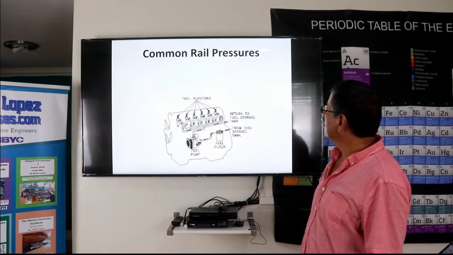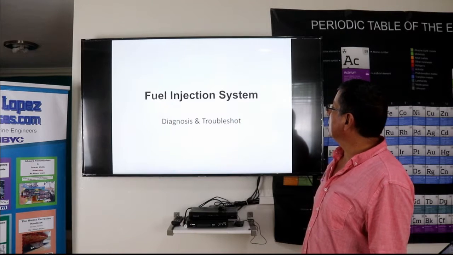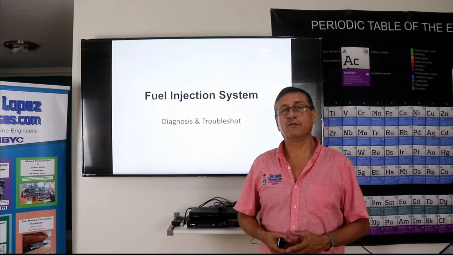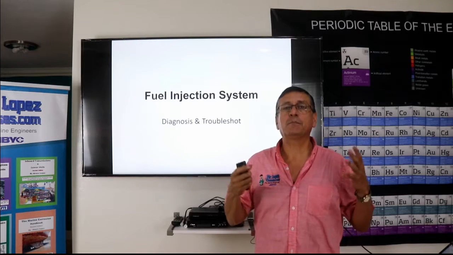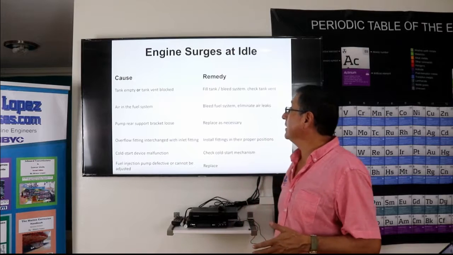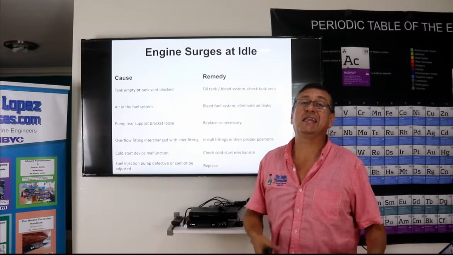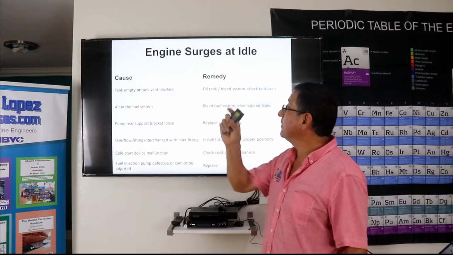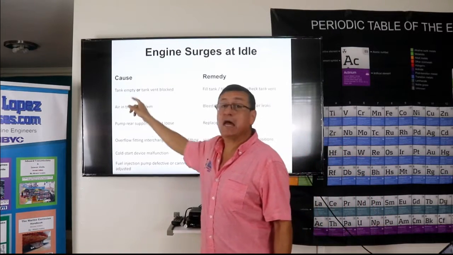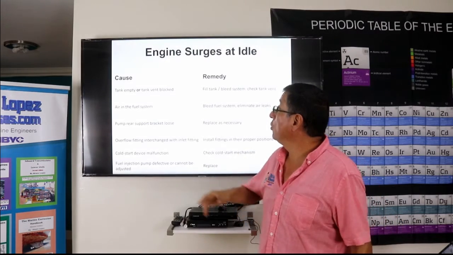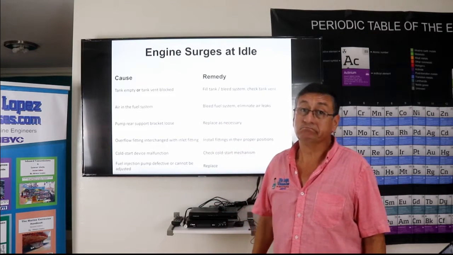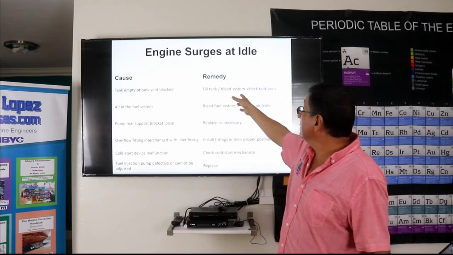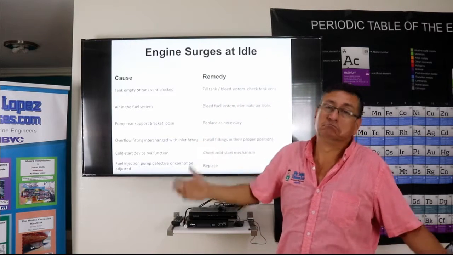Okay, my friends, and we are going to check quickly the troubleshooting for the common rail fuel injection system, the typical problems related with that system. Okay, the first problem is problems in idle. First possibility, okay, the fuel tank is empty or the vent is blocked. Yeah, this is possible. What is the solution? Fill the tank, bleed the system, and check the vent, of course.